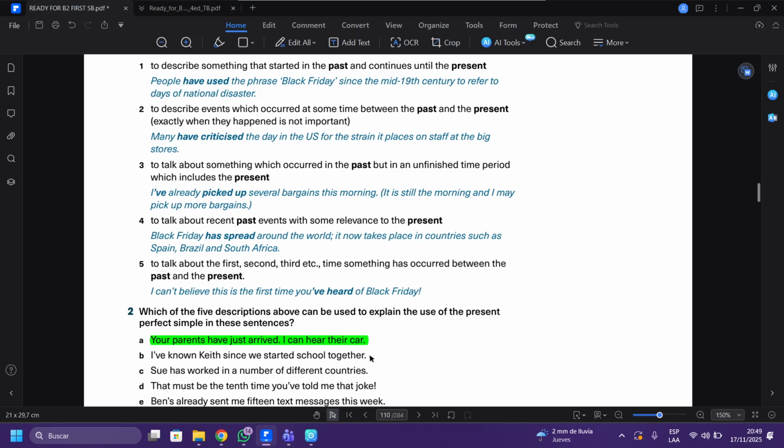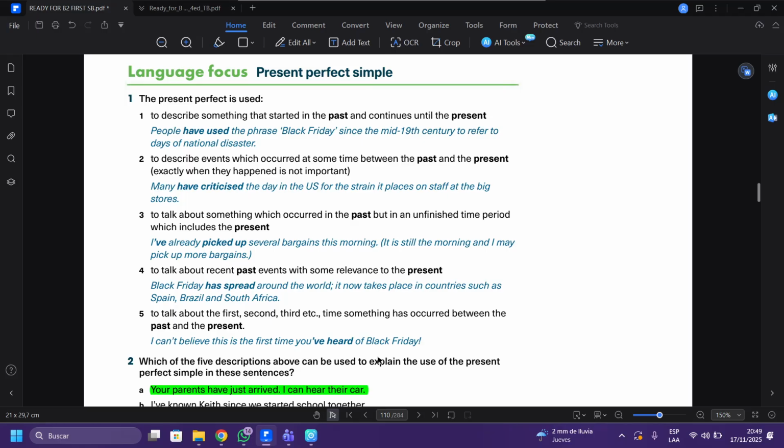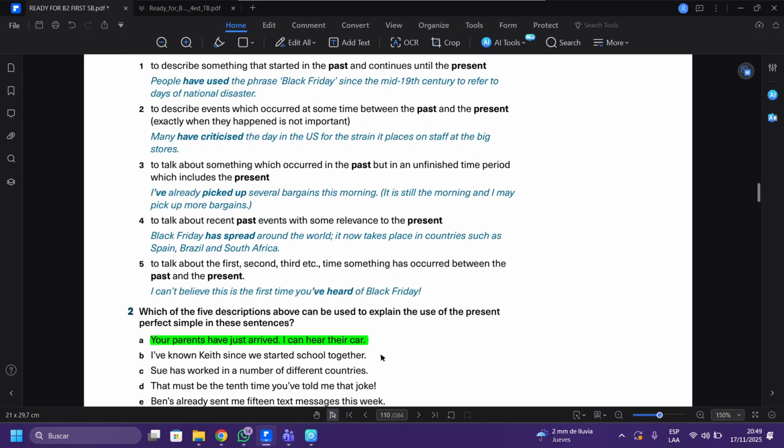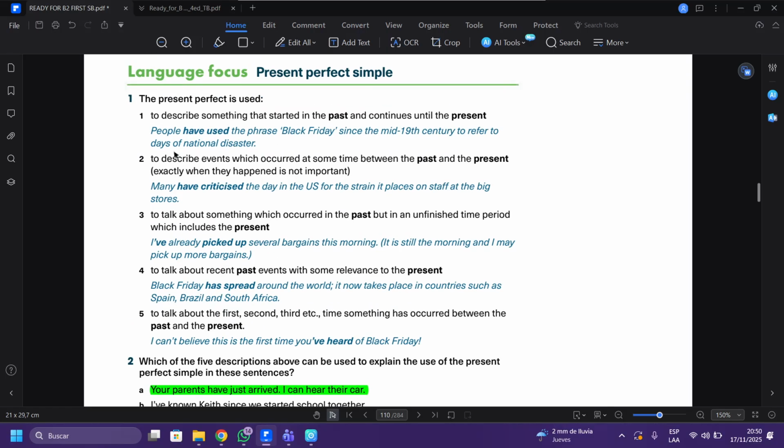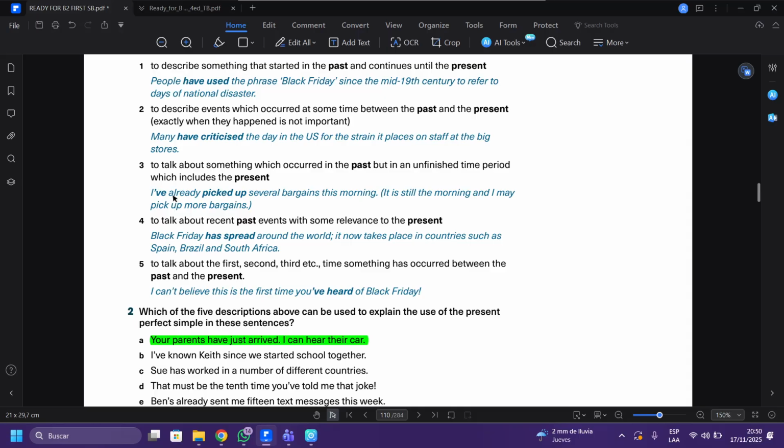Yes, I have known Kate since we started school together. I think letter B is number 1, because it says that you have known Kate since you started school together. Number 1. It's something that started in the past and continues until the present. Yes. So letter B, it could be number 1.